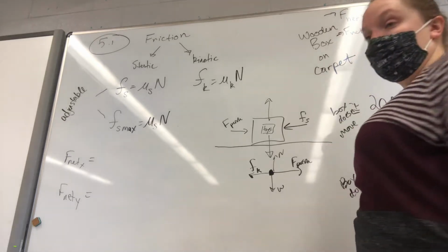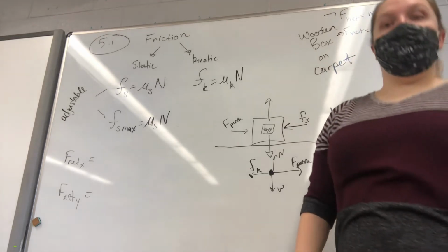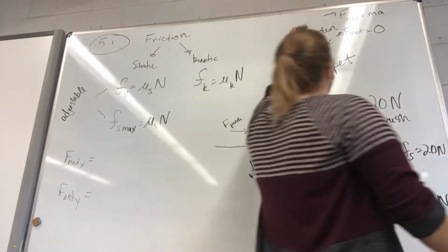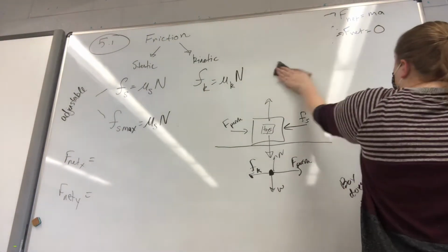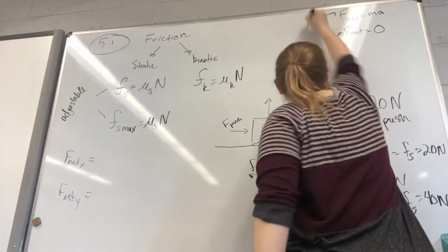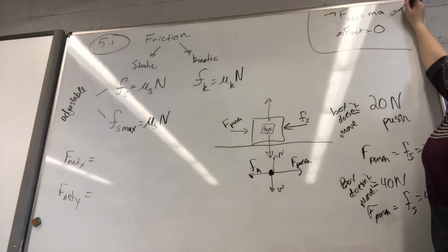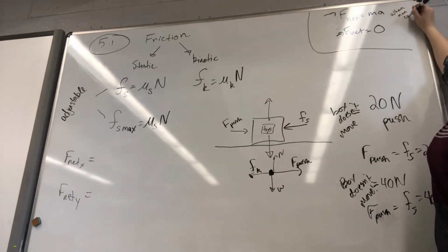I'm going to erase the description of the wooden box right now. We'll come back to it. Quick aside to remind you: F net equals MA when non-constant motion.